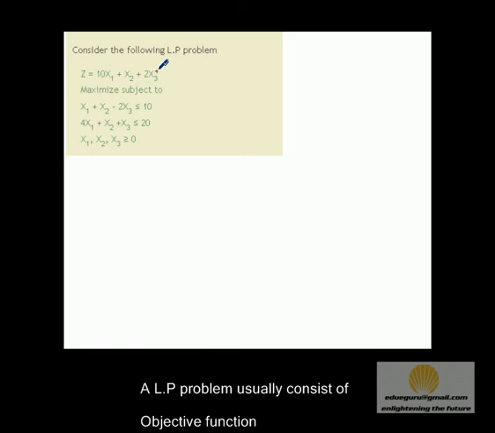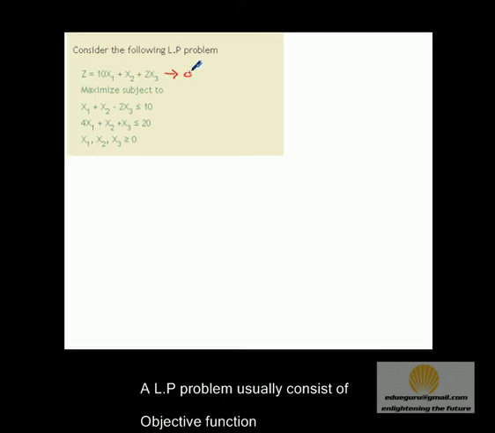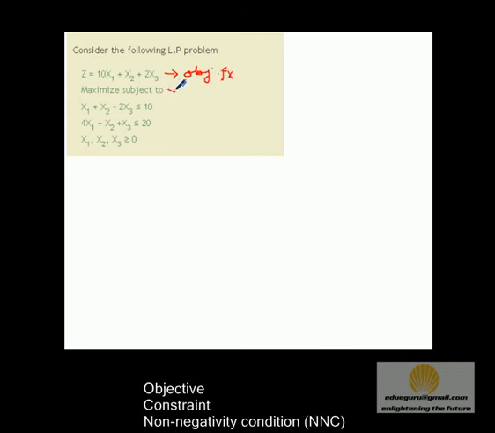We are given this LP problem, and as you know, the LP problem has an objective function, an objective, these are the constraints, and this is the non-negative condition. So our first step to proceed with the sum is to convert the constraints into equations by inserting slack variables.